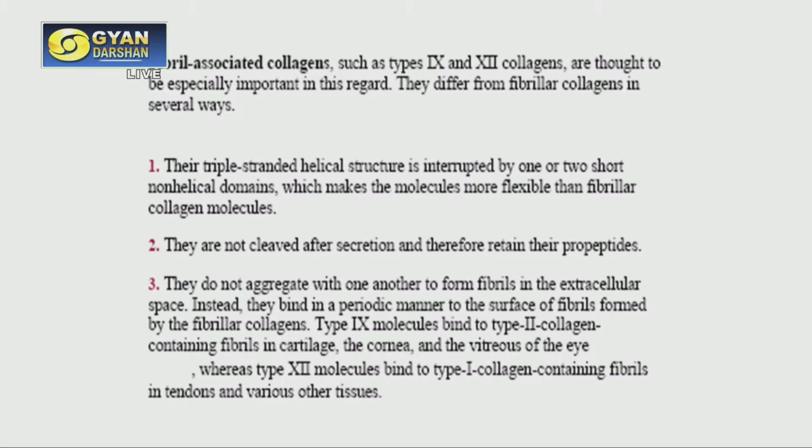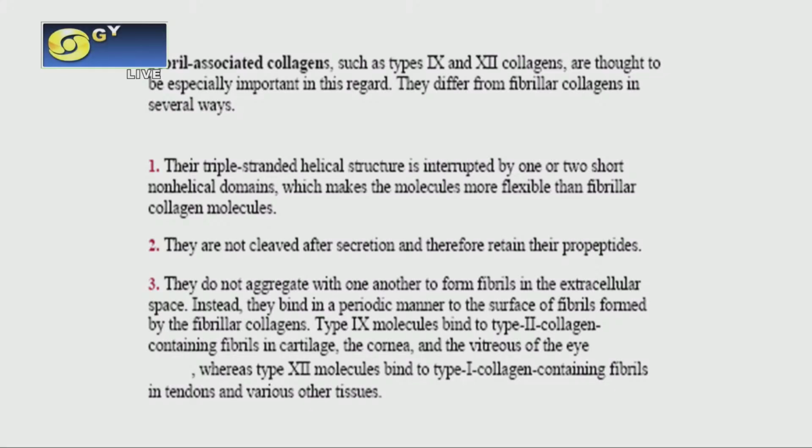Now, what is the difference between the fibrillar collagen and fibril-associated collagen? How does the fibril-associated collagen differ from fibrillar collagen? These are some of the points. Number 1, their triple-stranded helical structure is interrupted by one or two short non-helical domains, which makes the molecules more flexible than fibrillar collagen molecules. Number 2, they are not cleaved after secretion and therefore they retain their propeptides.